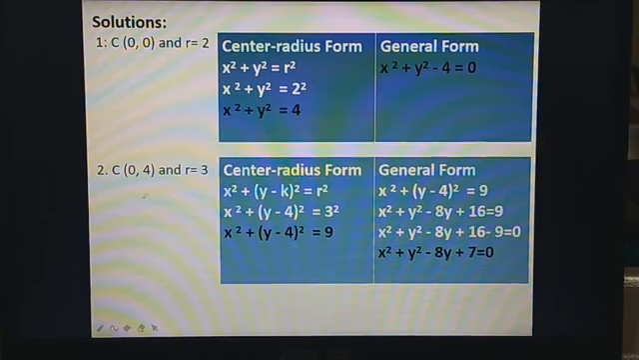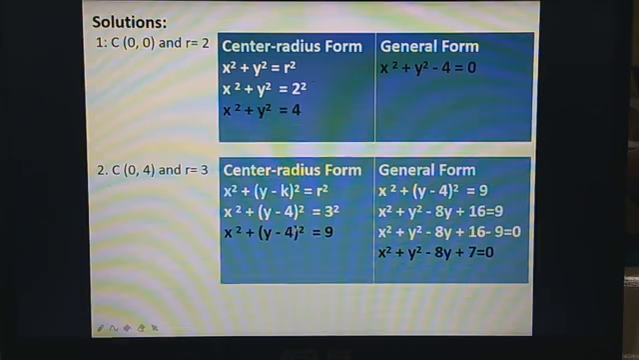So, for number 2, let's say the center is 0, 4, and the radius is 3. So, here, the x-coordinate is 0, and the y-coordinate of the center is 4. So, substituting in the center radius form, since h is 0, we have only x squared plus y minus k because may isa-substitute tayo sa value ng k and then square it equals r squared. So, by substitution, we have x squared plus y minus the value of k, 4, then square it equals the radius 3, then square it.